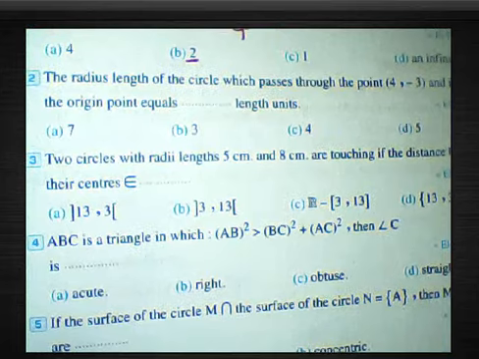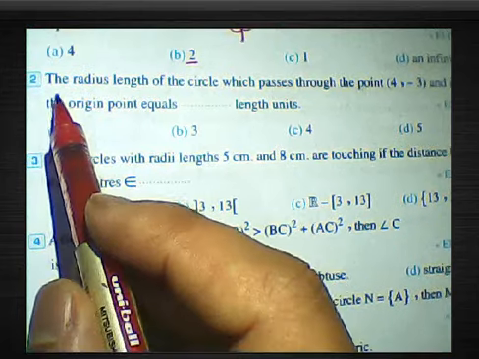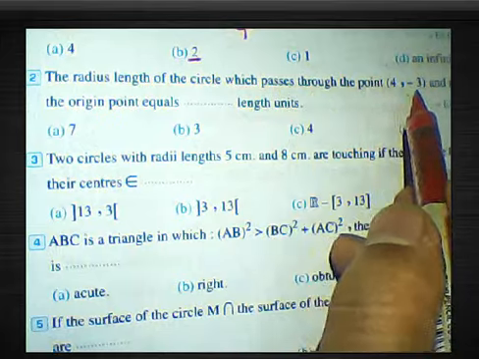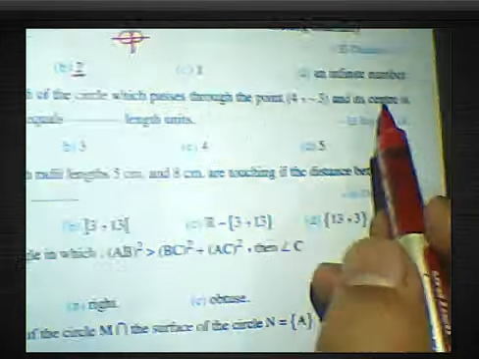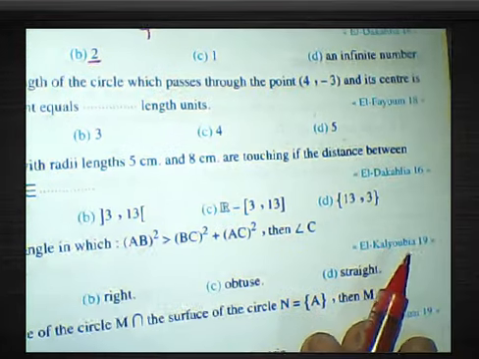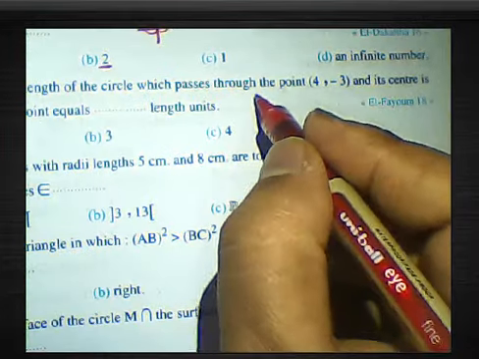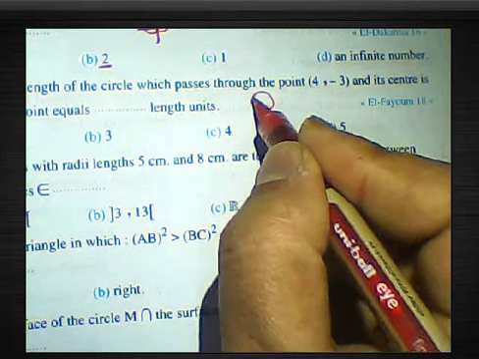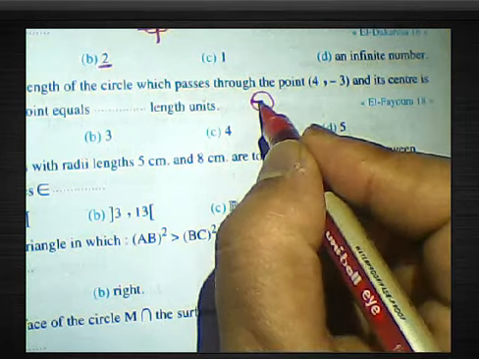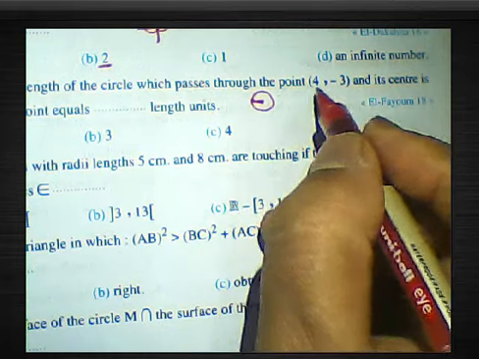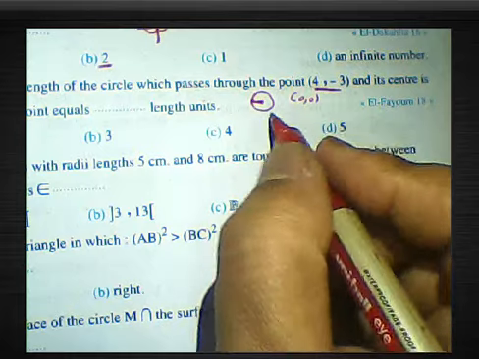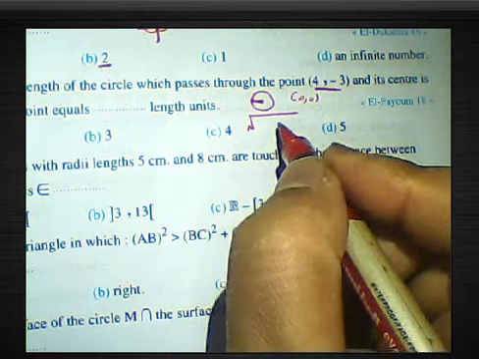Question number 2. The radius length of the circle which passes through the point (4, -3) and whose center is the origin point equals what? He asked about the distance between the point on the circle and the origin. We can find the length between the point (4, -3) and the origin (0, 0) by using the distance formula.